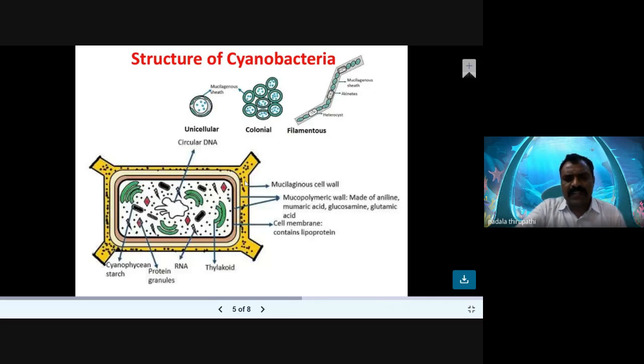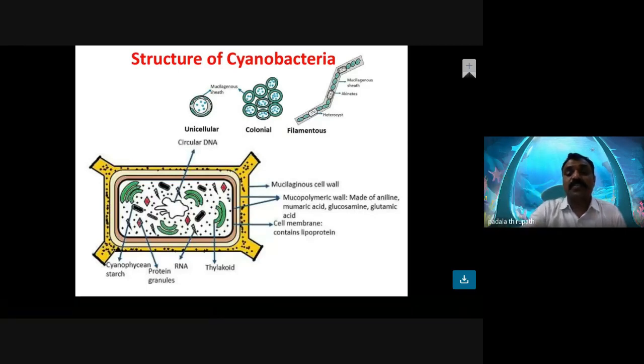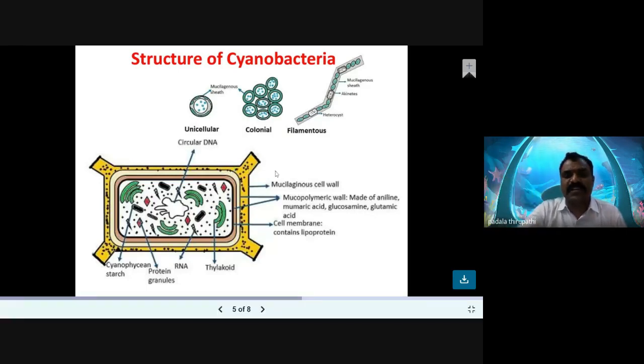Whenever this pectin dissolves in the water, the surface of the cell wall, or the surface of the trichome or thallus, is going to feel mucilaginous when we touch it. This entire nature is mucilaginous just because the pectin dissolves in the water.